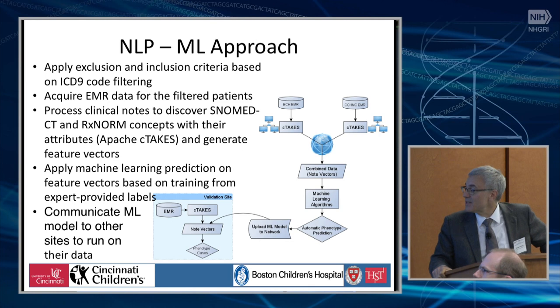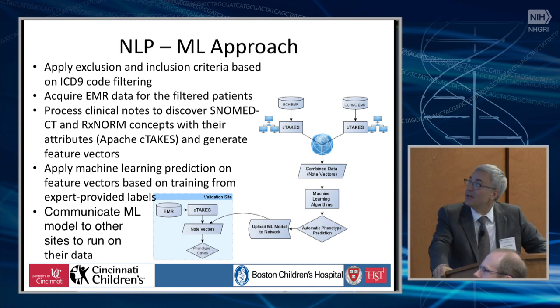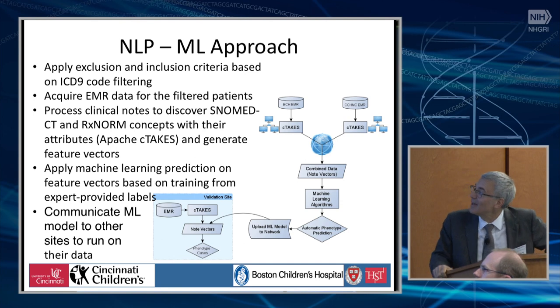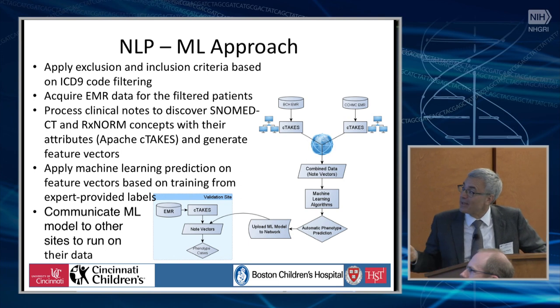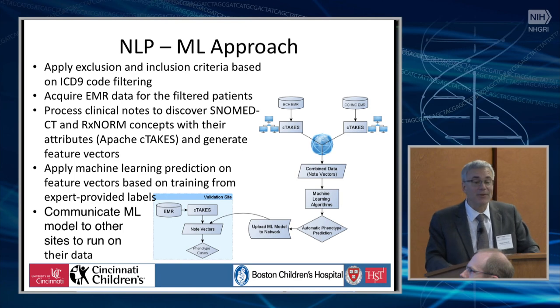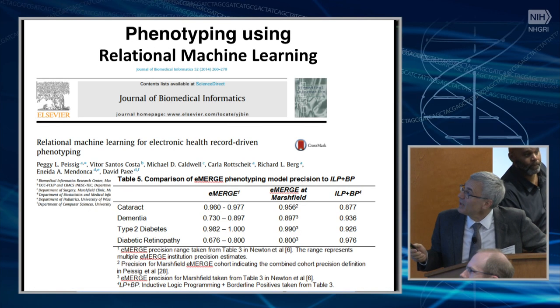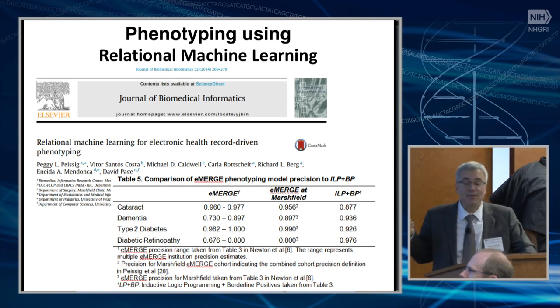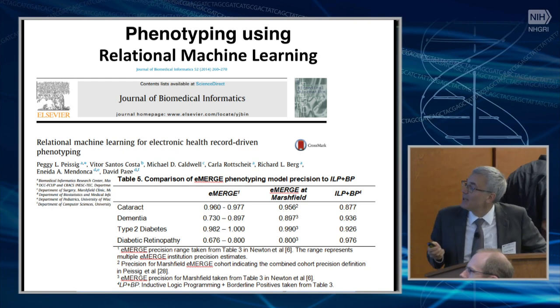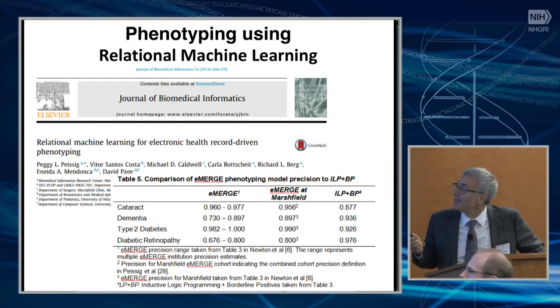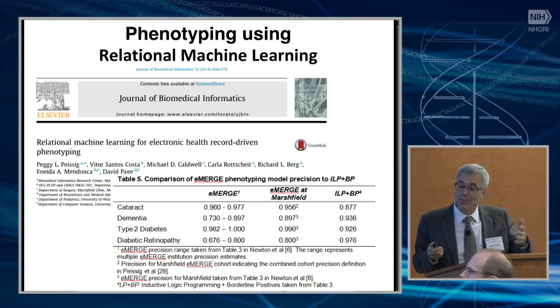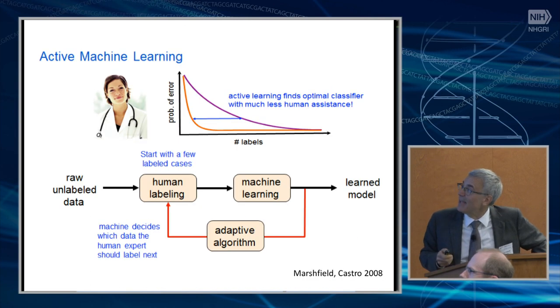Further work, this is Cincinnati and Boston Children's, on combining NLP and machine learning. Again, I don't want to go into using standard vocabulary, SNOMED CT and RxNorm. Incorporating a tool that a lot of us use, cTAKES, which is when we try to share NLP using a tool, we often will go to cTAKES. Using advanced machine learning methods, just pulling this one from Marshfield, from the group, to show examples of the eMERGE network using advanced machine learning methods and active machine learning, which I mentioned earlier, again, this example coming from Marshfield, reducing the workload on human beings.